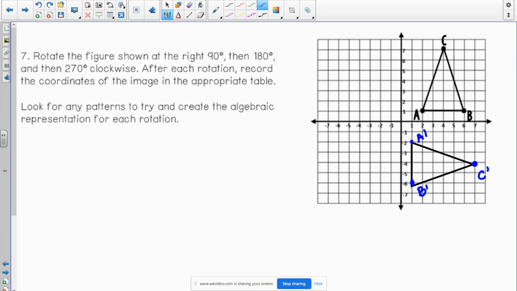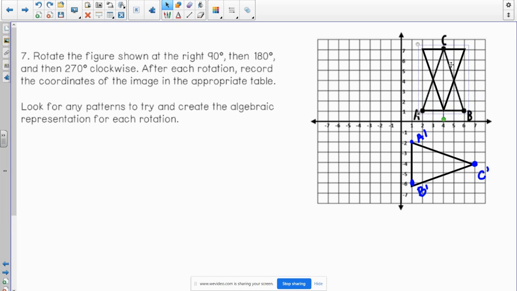Okay, so let's look at that triangle again. I'm going to make it very quick here. A to B up to C. And this time, though, we're going to rotate it 180 degrees clockwise. So visually, it's just going to go upside down like that. Okay, so that's what it's going to look like.